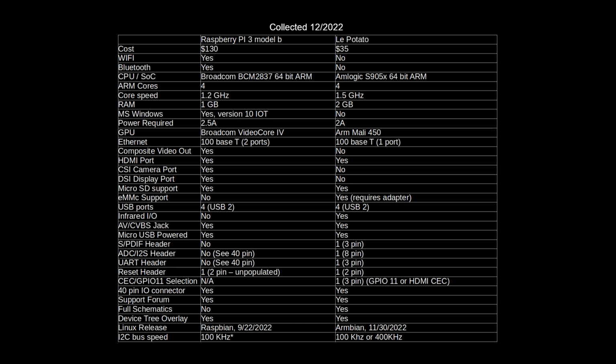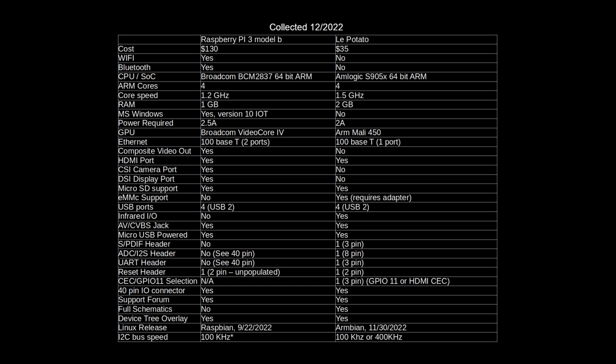GPU, I don't know anything about it. Ethernet, the Pi is ahead with 2 ports. The Pi does have composite video, which is useful for some old school gaming. Both have HDMI ports. The Pi does have something called a CSI camera port and a DSI display port. Now, that, I'm not sure what that is. That could be useful for monitoring applications like security devices or in automation situations.